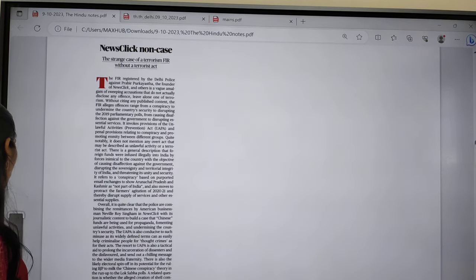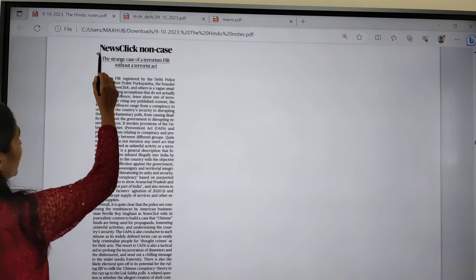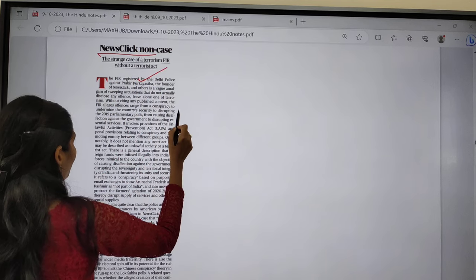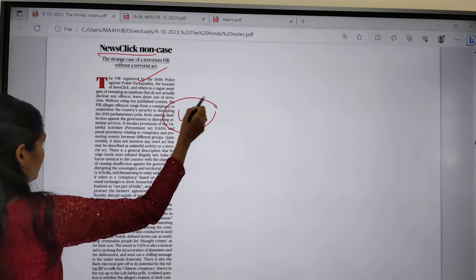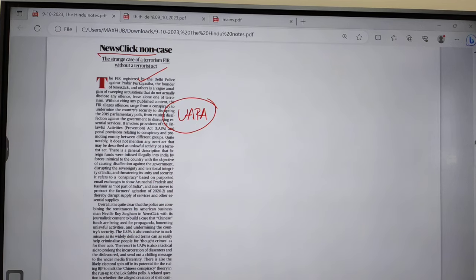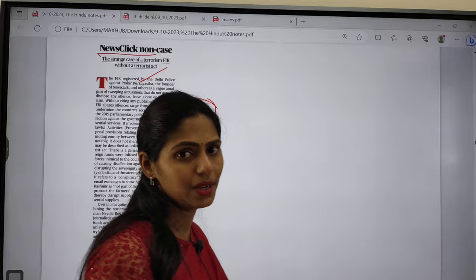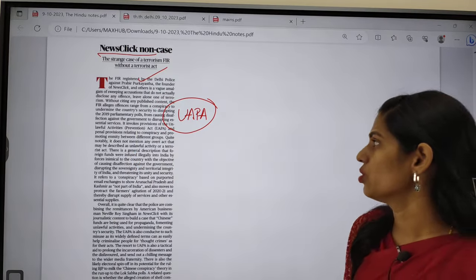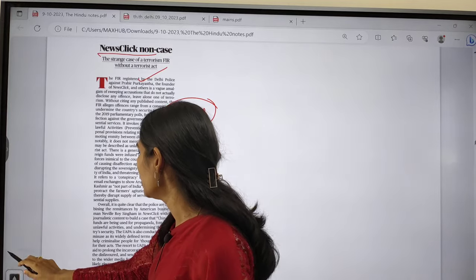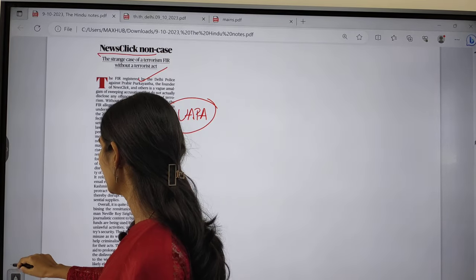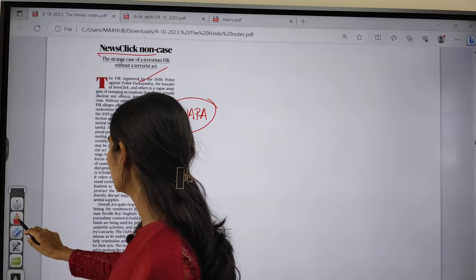And the next topic is about the NewsClick case. This article is very important for our polity, under the Unlawful Activities Prevention Act. This topic is important for both your prelims and mains, so we are going to see a detailed discussion regarding this topic. So what is the context? There is a case which has been filed.